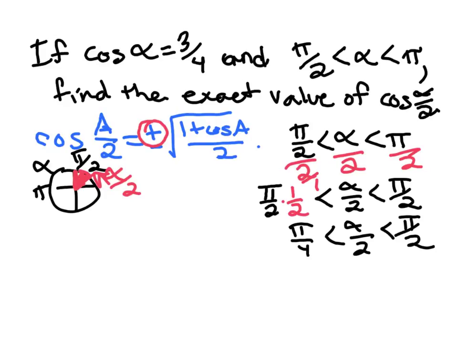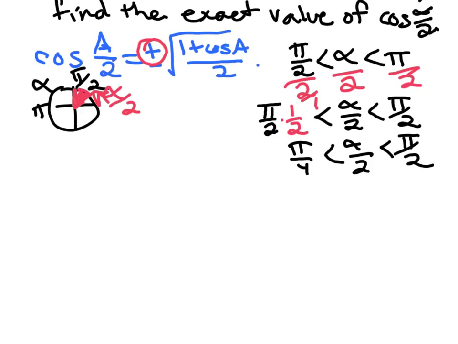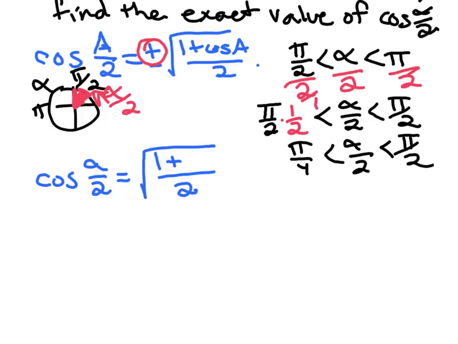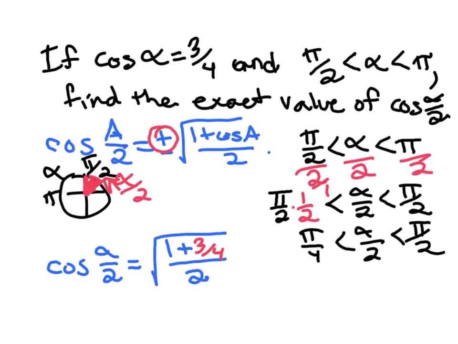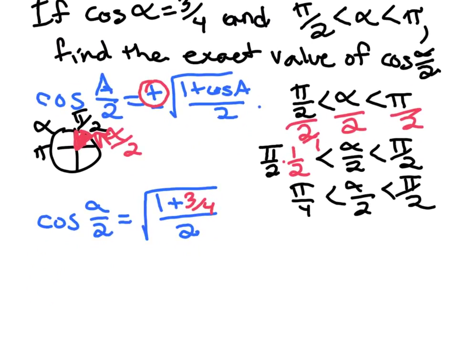Okay, so using that formula, and let me slide this up a bit. Cosine of alpha over 2 is equal to, so we've decided positive root of 1 plus cosine of alpha, which was given. That was 3/4. That was given in the problem. Cosine of alpha is 3/4 right there.